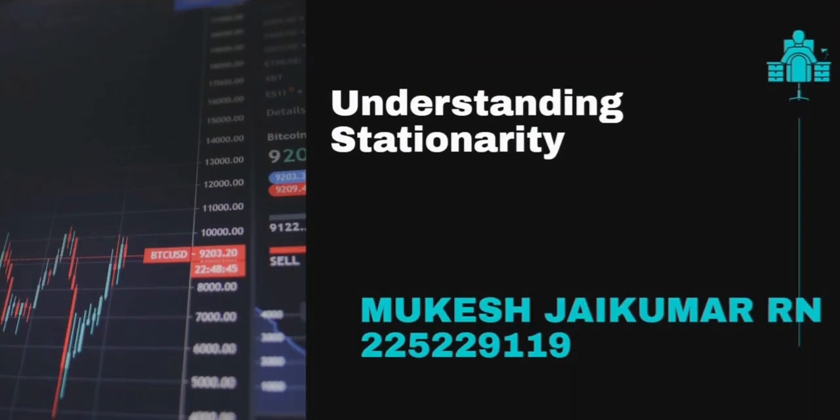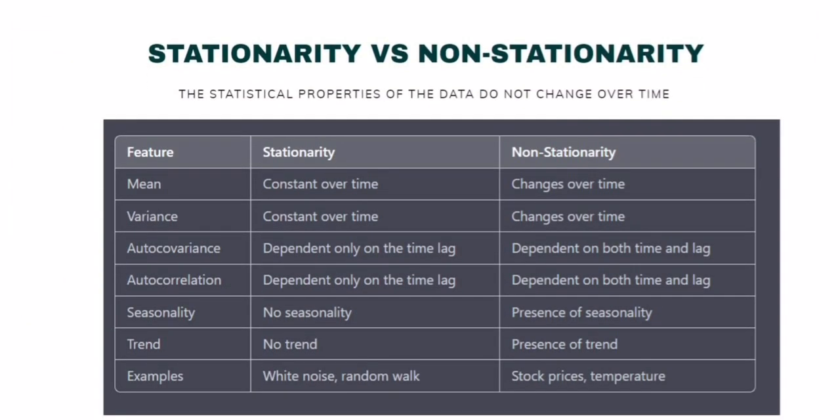Hi, this is Mukesh Jaikumar. I'm here to explain the difference between non-stationary and stationary time series. A stationary time series is one whose statistical properties, such as mean, variance, and autocorrelation, do not change over time. In other words, the distribution of the data remains the same throughout the time series. This means that a stationary time series has a constant mean and variance, and the correlation between any 2 points in the series depends only on the time lag between them and not on the absolute time at which they occur.